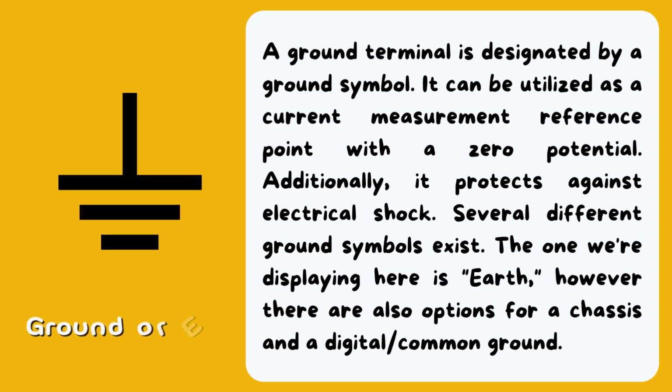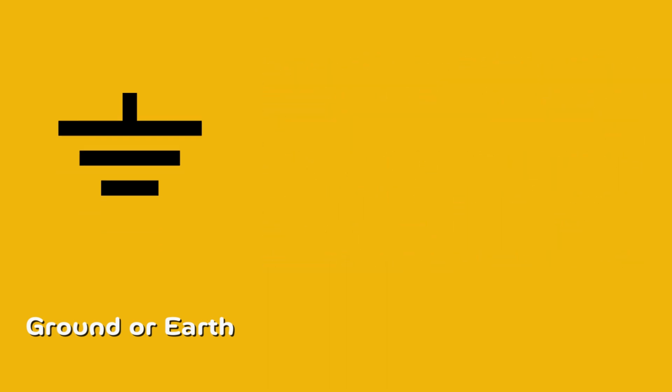Ground or earth. A ground terminal is designated by a ground symbol. It can be utilized as a current measurement reference point with a zero potential. Additionally, it protects against electrical shock. Several different ground symbols exist. The one we're displaying here is earth. However, there are also options for a chassis and a digital, common ground.